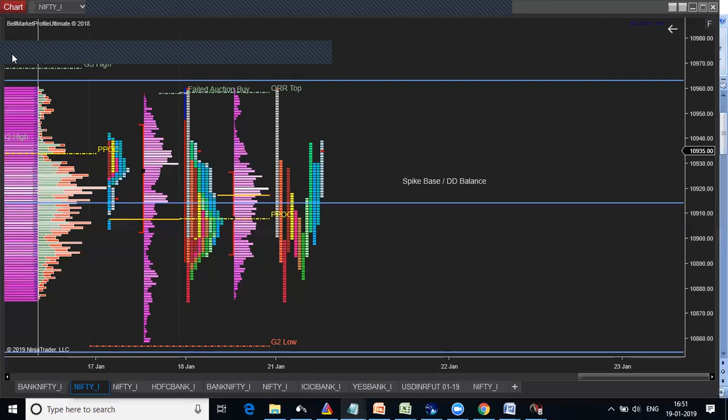Again, you can ask me what a virgin point of control is. A virgin point of control is nothing but an untested POC. Let's say there is one point of control over here. It is just a POC, not a PPOC or anything, just a point of control. But this level is not tested, price is going up. In a good uptrend, what happens? The point of control will not get tested.